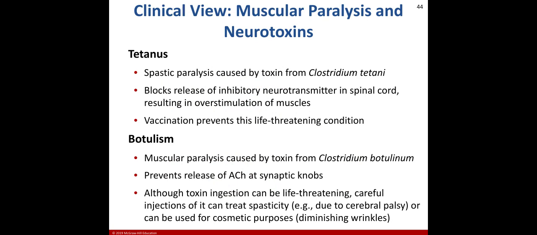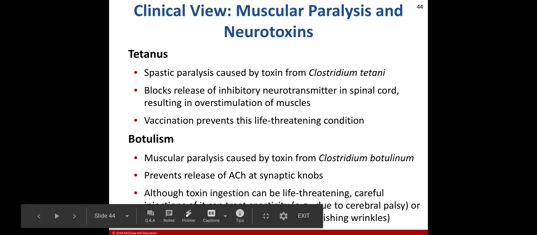So why should we care about any of this? Well, we've got some different paralyses and neurotoxins that will affect the ability for your muscles to contract. The first being tetanus. That's called spastic paralysis. It's caused from a bacteria called Clostridium tetani. It is going to block the inhibitory neurotransmitter in your spinal cord, so your muscles are overstimulated. So basically, it's constantly sending acetylcholine into that synaptic cleft, constantly having those calcium channels open, and that can be life-threatening for that overstimulation of your muscles. So you can get a vaccine to prevent this.